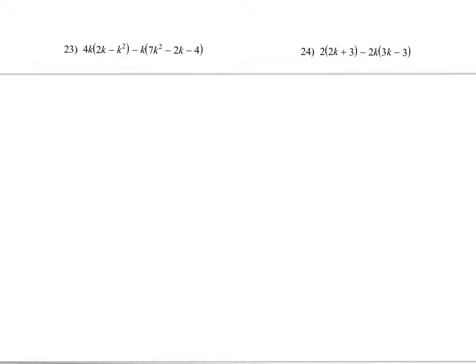All right, last step here, number 24. On this one, we do need to distribute the 2 into there. So we get 4k plus 6. And then here we distribute that in, so that's going to be negative 6k, not x, it's k squared. Since that's first power and first power, we add those exponents up, and then plus 6k.